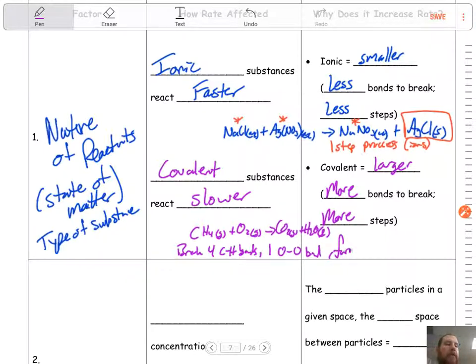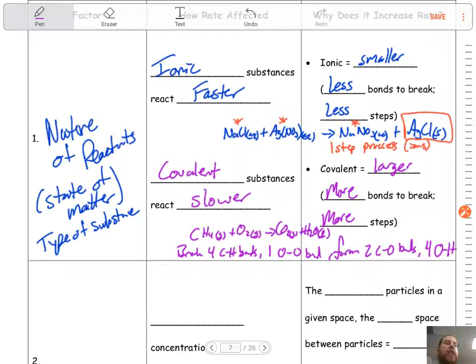You have to then form 2 carbon to oxygen bonds and 4 OH bonds. Okay, so there's a whole lot more going on there because you don't have the ions. So ionics will be faster because of those ions. So remember that, guys. Ionic ions, they already have the charges, so it's less work.